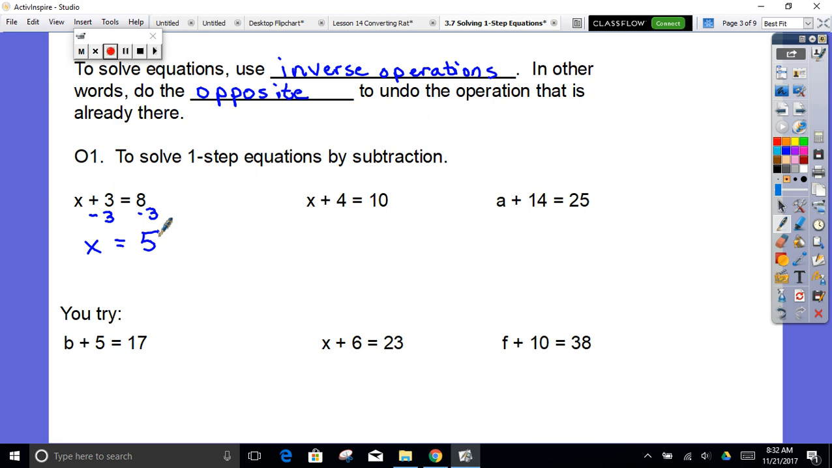Okay, the next one we have x plus 4 equals 10, so I'm going to subtract 4 from both sides, and I get x equals 6.